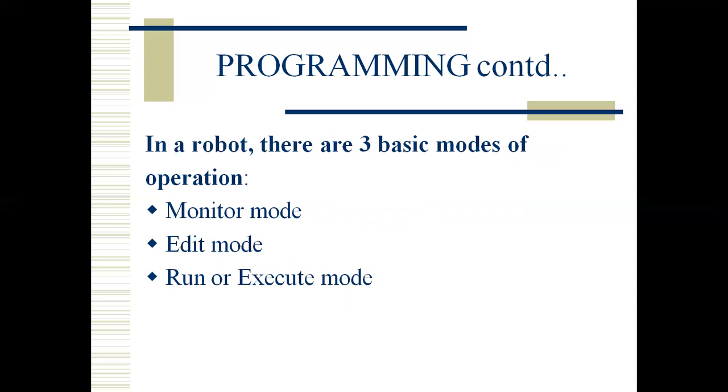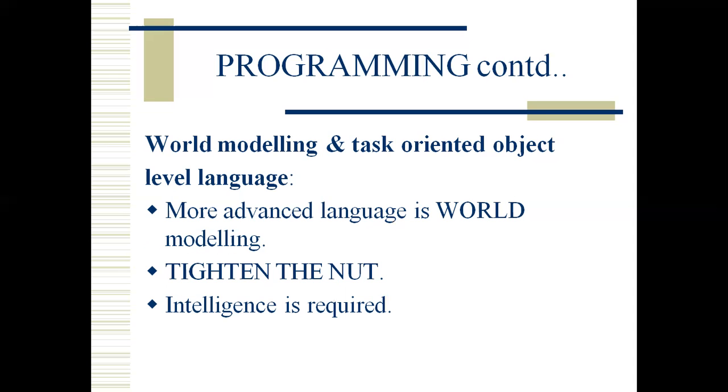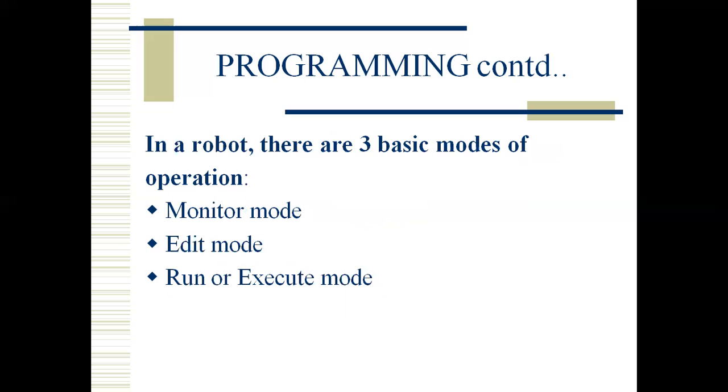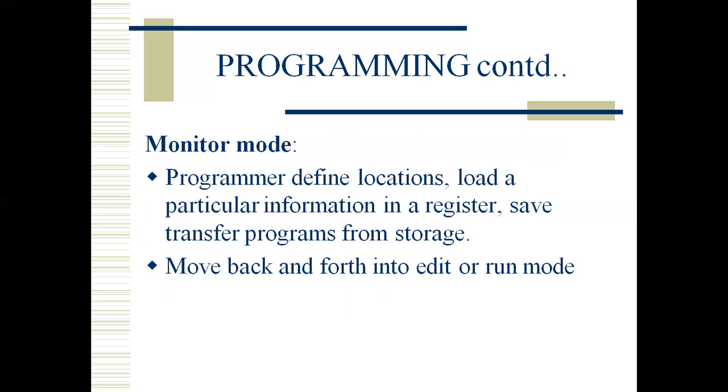So here in this robot, there are three modes of operation at a global system level, or else the world modeling strategy. First one is the monitoring mode. Second one is the editing mode. Third one is the run or executing mode. We'll have a detailed look at them one by one.